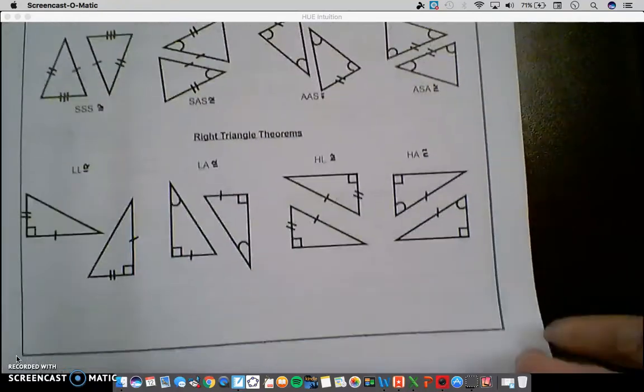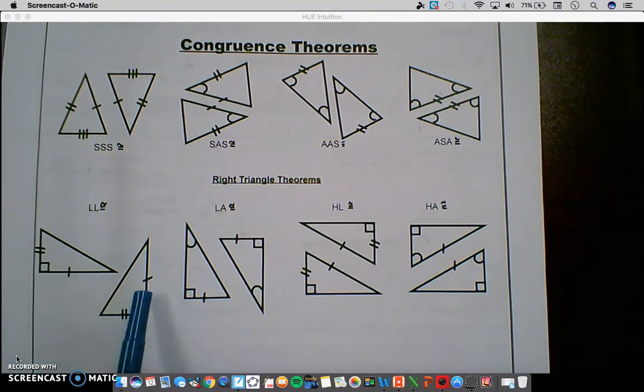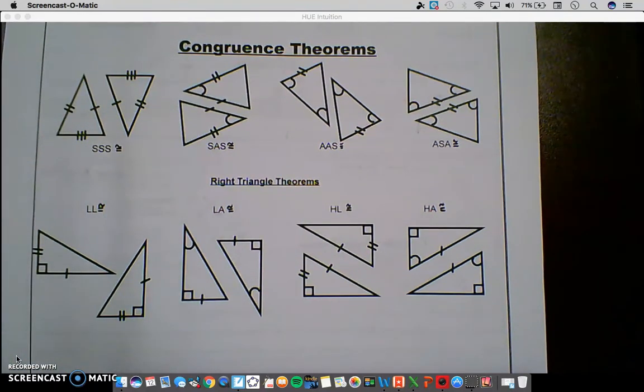Then we have our 8 ways to show that 2 triangles are congruent. Make sure you understand the patterns for each one of these: SSS, SAS, AAS, and ASA, and then the 4 right triangle theorems.